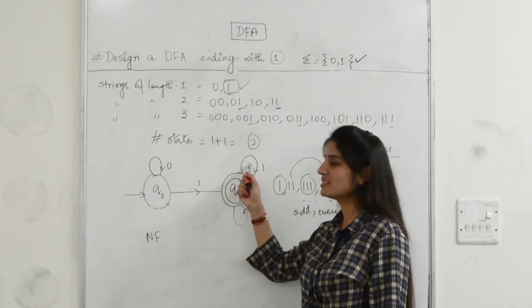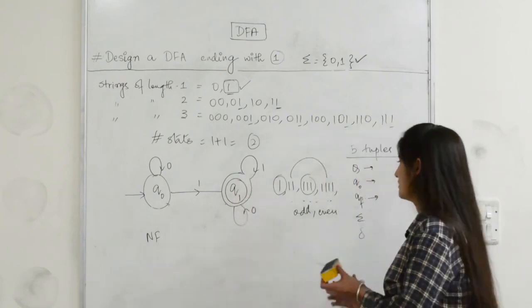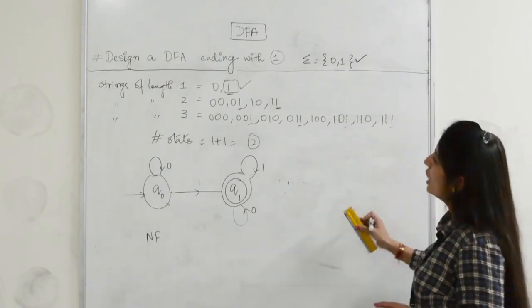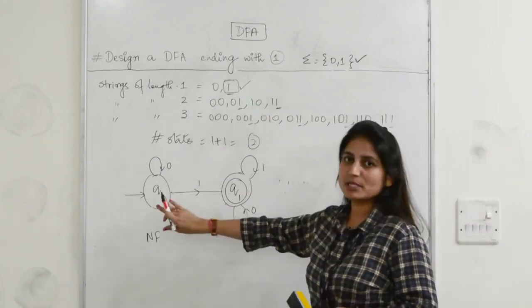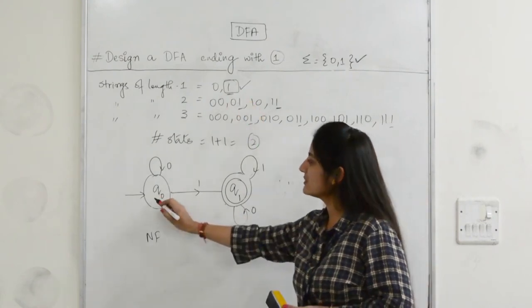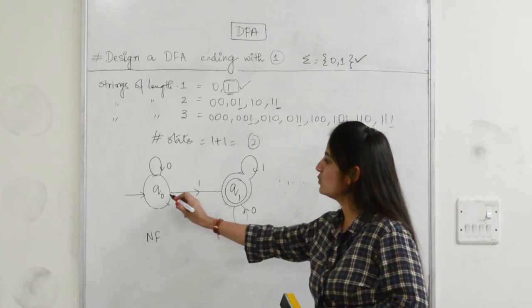Similarly for this state I have made the transition for this 0 and 1. Now what is the next step? What we will do is verify whether these strings are accepted by this DFA or not. Now pick up this first string, 1. Starting from the initial state, reaching the final state, 1 is accepted.